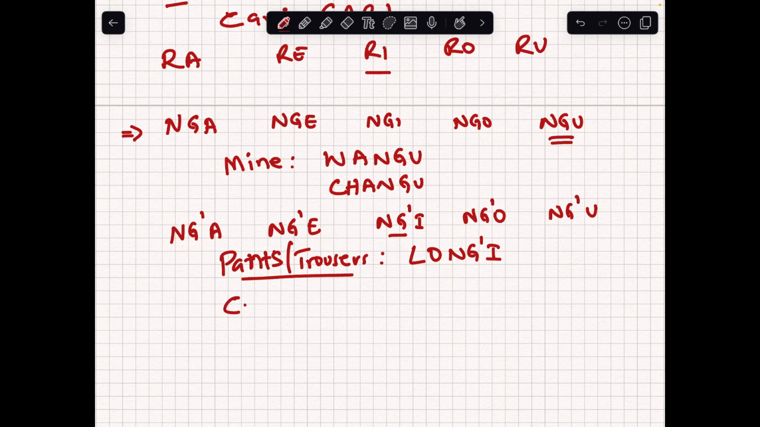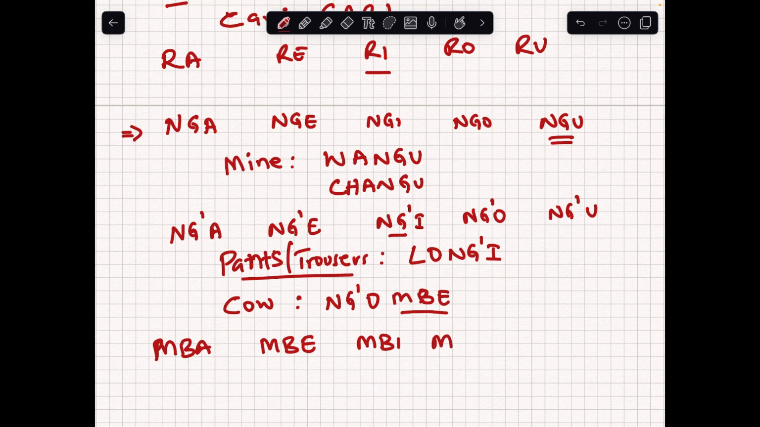Another example is a cow. You say ngombe. This M-B-E together makes the sound mbe. So ngombe, not ngombe, but ngombe. Now let's look at that. M-B-A, that's mba. Mba, mbe, mbi, mbo, mbu. Ba, be, bi, bo, bu. So you take ngo, that's here, and then be, you add it there. It becomes a cow, ngombe.